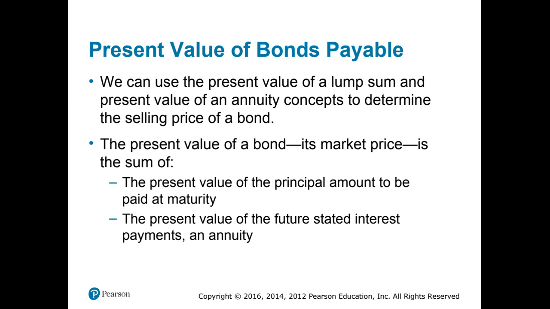We can use the present value of a lump sum and present value of an annuity concept to determine the selling price of a bond. The present value of a bond, its market price, is the sum of the present value of the principal amount to be paid at maturity and the present value of the future stated interest payments, which is an annuity.